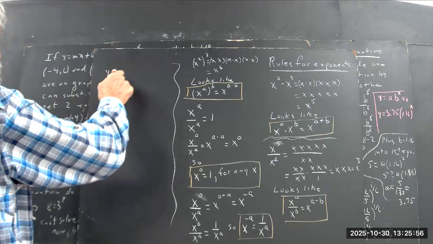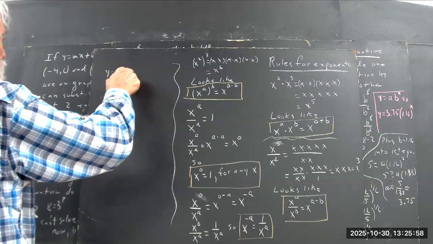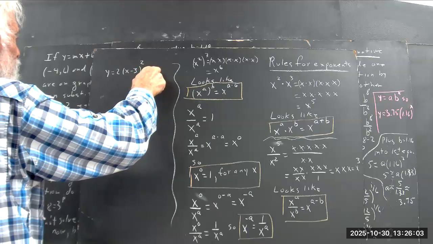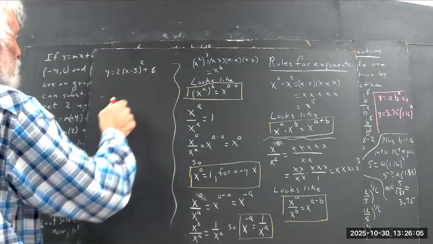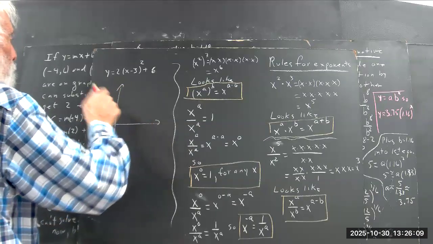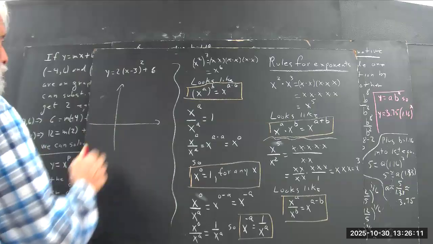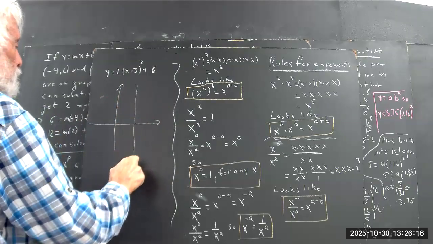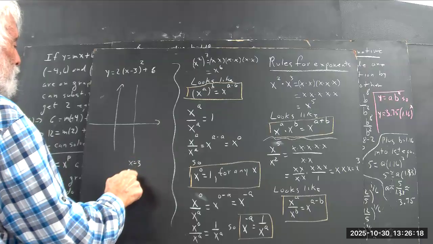I think it was really simple. It might have been like 2 times x minus 3 squared plus 6. That isn't what it was. Well, that's in vertex form. Okay, I might have given it one in general form, but this is vertex form. You know the axis of symmetry is x equals 3.